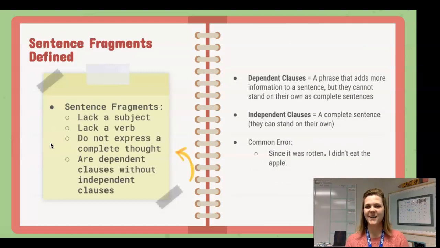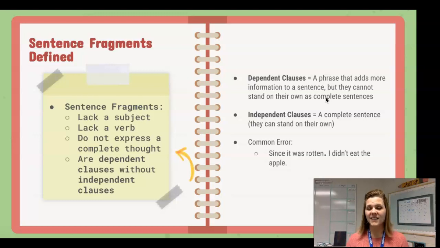Now that we've defined complete sentences, let's take a look at what sentence fragments are. Sentence fragments would lack a subject, they'd be missing a verb, they do not express a complete thought, or it's a dependent clause without an independent clause. Again, reminder, a dependent clause is simply a phrase that adds more information to a sentence, but it's not a complete sentence, so it cannot stand by itself. An independent clause, like I just told you, is a complete sentence, so it can stand on its own.